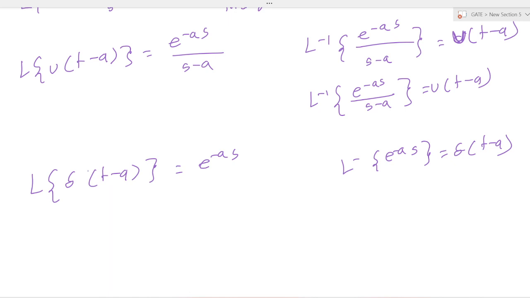Please always remember all these formulas, very important formulas.